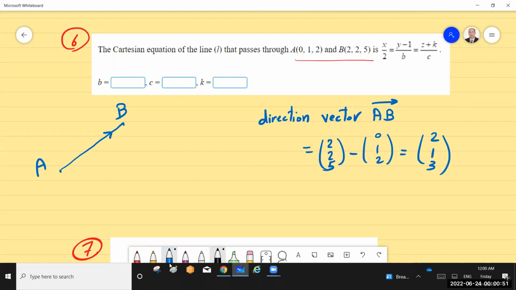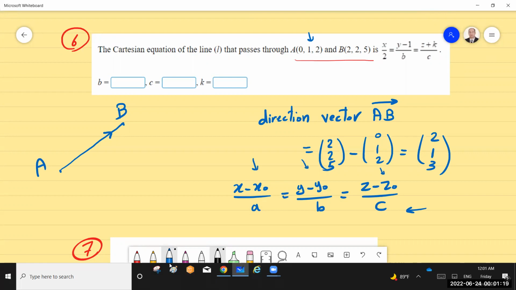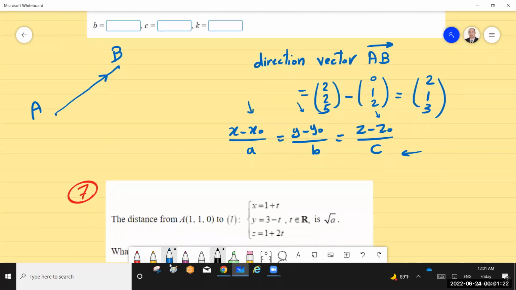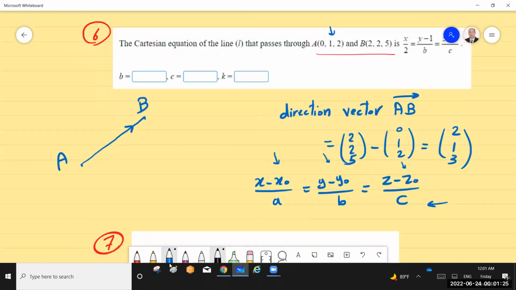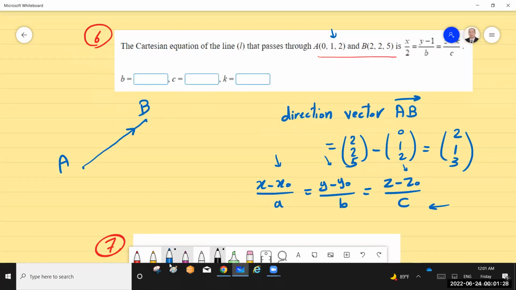Okay, so if you have the direction vector 2, 1, and 3, and one of these points, for example, you can say y minus 1, he takes this point. So the Cartesian equation is x minus x naught over a, equal to y minus y naught over b, equal to z minus z naught over c, such that a, b, and c is the direction vector. x naught, y naught, and z naught is an arbitrary point, or any point on the line, and x, y, and z are the coordinates of any point given on the line. These are the variables of the line. So the equation can be simply written in this form.